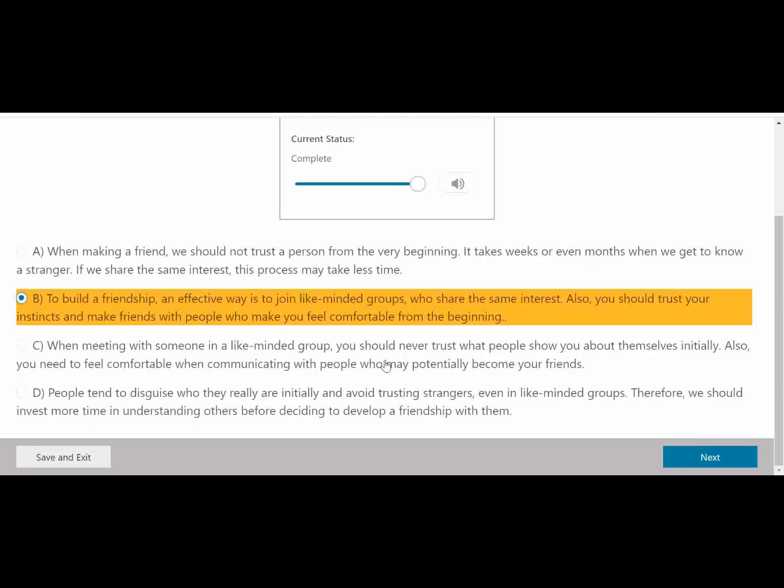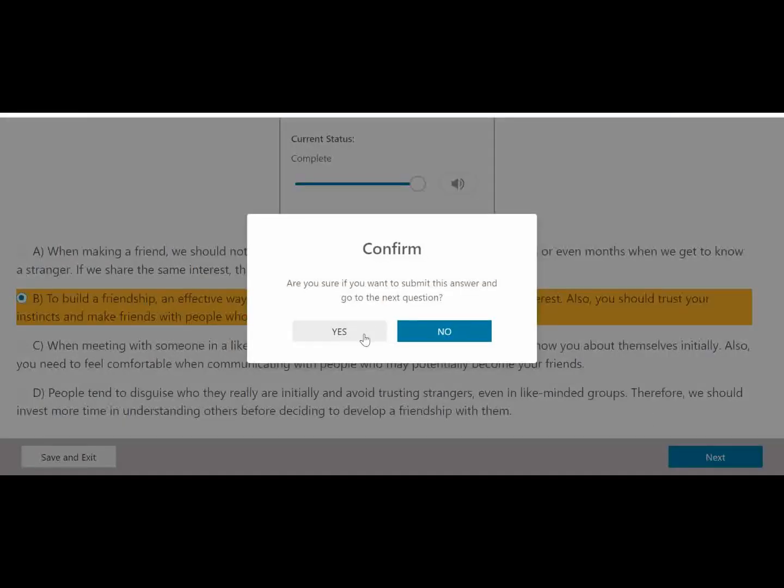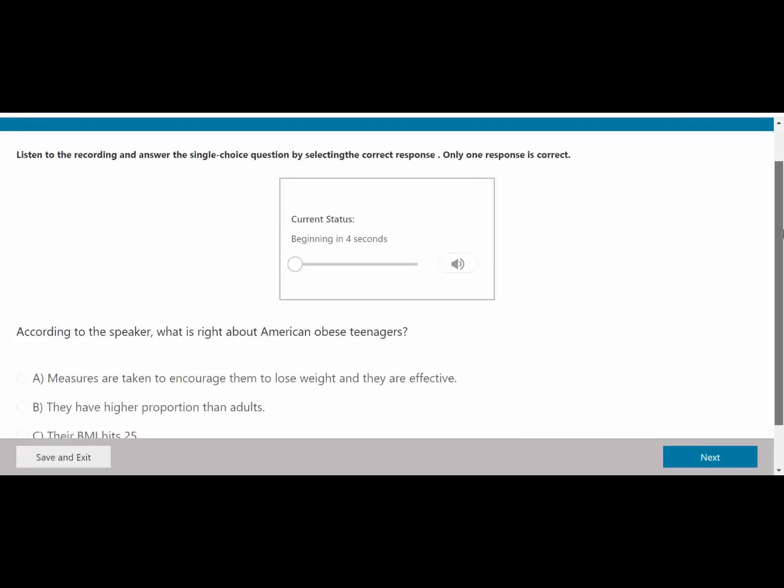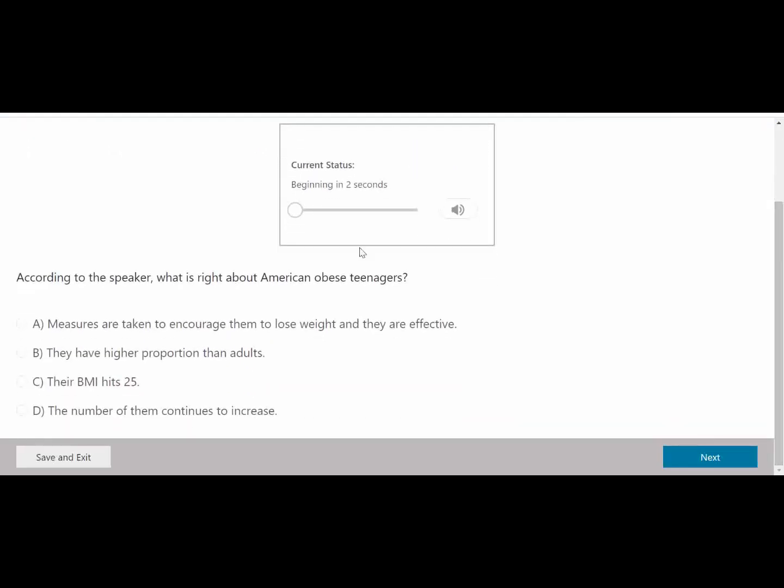So in the last, she was discussing you should trust your instincts. So you can find the answer of highlight correct summary in the end. And the starting of the paragraph was join like-minded groups, and in the end she was discussing you should trust your instincts and make friends with people. So MCQ single answer. You can choose only one option, and this is the main question.